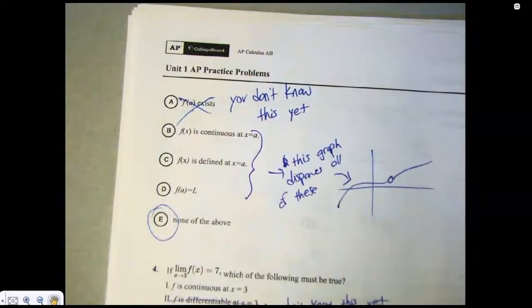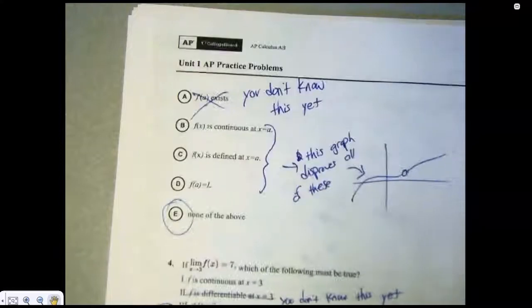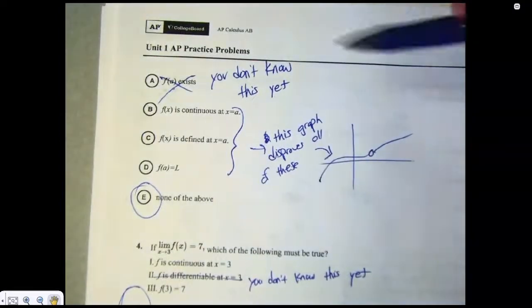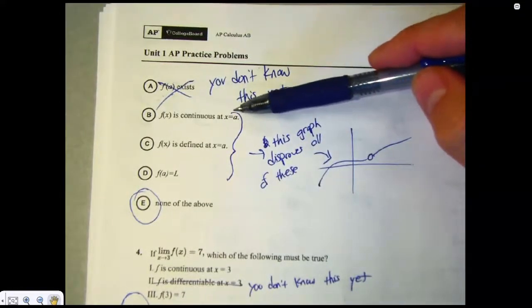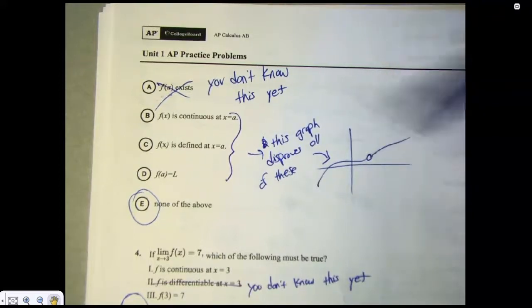Third one, part A, you don't know yet, so that won't be on there. That's about a derivative. So they're saying if the limit exists, which of the following must be true? So this one you don't know, it's not true. And then if the limit exists, does it have to be continuous? Well, no, because even in this situation where it's not, there's a limit there. Does it have to be defined? No. Even in this situation where there's no closed dot, there's still a limit there.